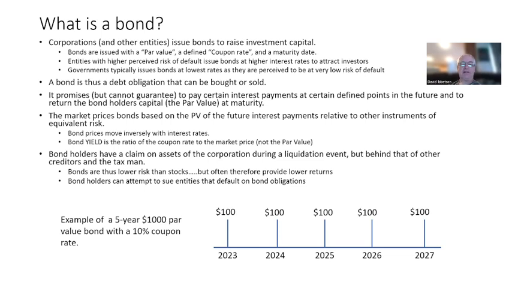This is just a little example of a bond. This is, again, an imaginary 5-year bond with a $1,000 par value and a 10% coupon rate. So every year you get $100 worth of interest. And then at the end of the period, you get your money back. That's a bond.